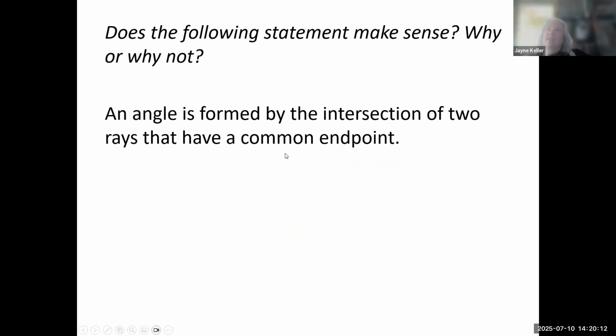Here's another one of these. Does this make sense? An angle is formed by the intersection of two rays that have a common endpoint. So you could go back and look at your definition. You might also think about drawing this. So a ray is like this, right? So there's a ray. And then if I have another ray with a common endpoint, then that would look like that, right? So that's true. That's exactly the definition of an angle, isn't it?